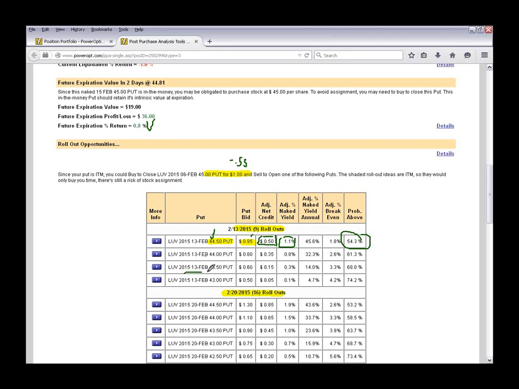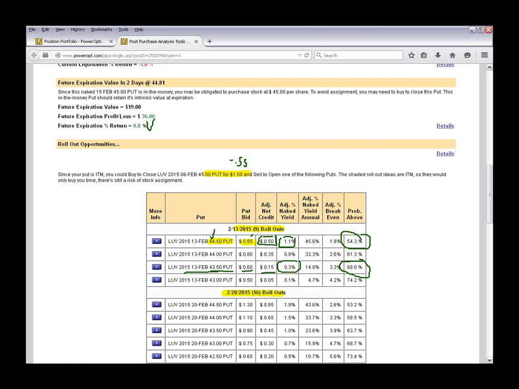But remember, if we roll to the higher probability, let's go to the 68%, close to 70%, for the February 43.5 put for the February 13th cycle, we'd get a new 60-cent premium, but this is only 15 cents positive net credit. So we're changing our yield from a loss of 1% to 0.3%. Again, does this match your trading plan?